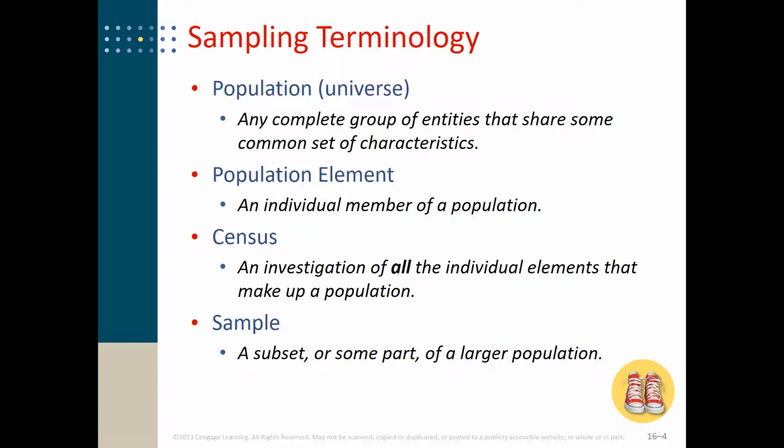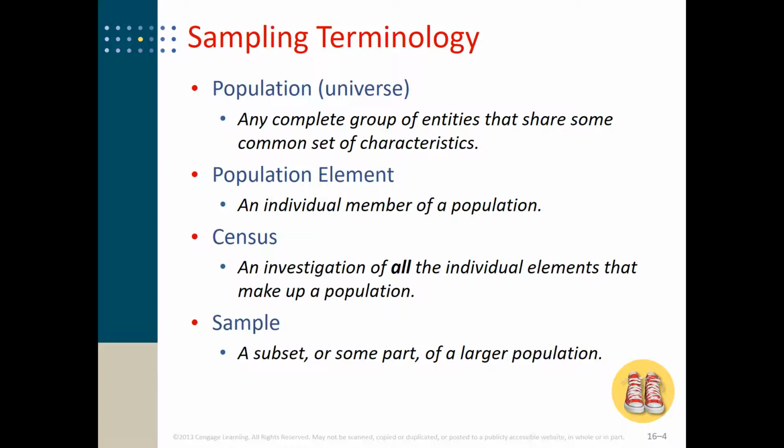Population element: each individual in a population is called a population element. For example, when you say students, each student in the population is a population element. Now, census: when we examine or research the whole population, then we call it a census. Like if we focus on all the students or all the managers or all the politicians, then it is a census. Whereas a sample is a subset of the population.